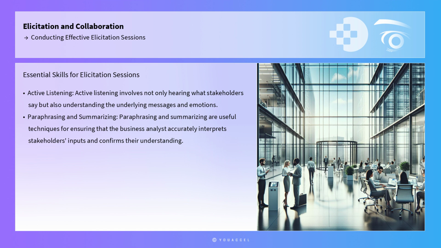Conducting the elicitation session itself requires a set of skills that facilitate effective communication and collaboration. Active listening is paramount. It involves not only hearing what stakeholders say, but also understanding the underlying messages and emotions. Paraphrasing and summarizing are useful techniques for ensuring that the business analyst accurately interprets stakeholders' inputs and confirms their understanding.